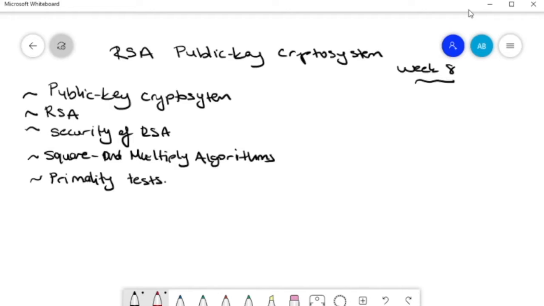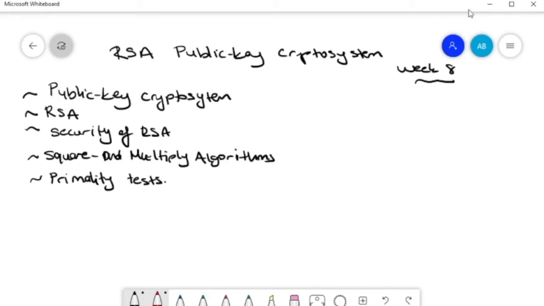And the rest of the lecture will include fast exponentiation, which is the square and multiply algorithm, in order to make exponentiation faster. And finally, for RSA, we need big primes. We will see it later. And we need some tests in order to check whether a number is prime or not. So we call them primality tests. We will see some of them today. Now let's start with what we have done before.